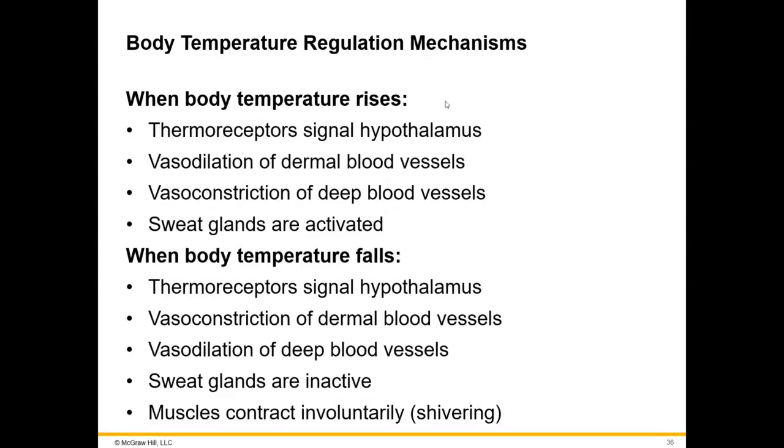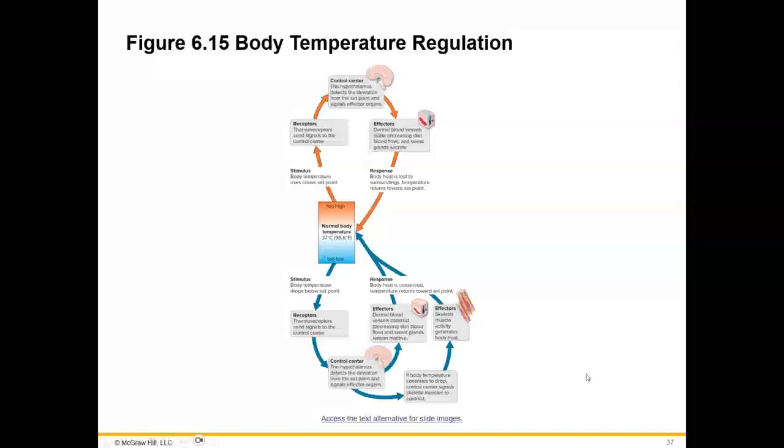Now, when body temperature falls, the thermoreceptors signal the hypothalamus, vasoconstriction of dermal blood vessels happens, and vasodilation of the deeper blood vessels. The sweat glands then are inactive, and your muscles start contracting involuntarily, which causes shivering. You'll also see the erector pili muscles causing your hair to stand up on your skin to some degree.